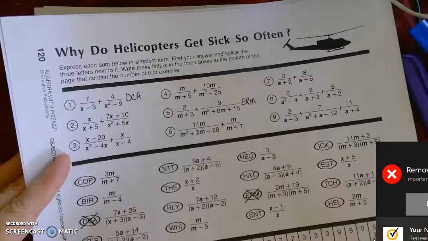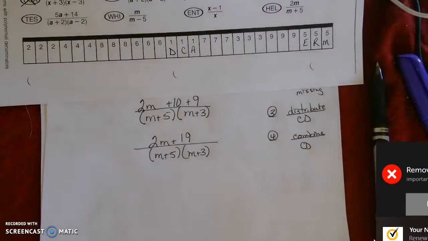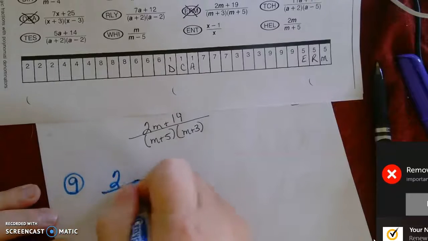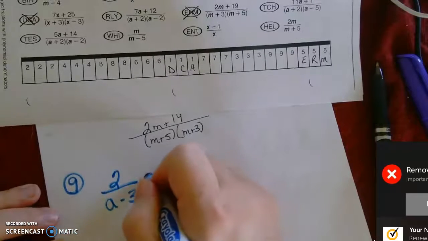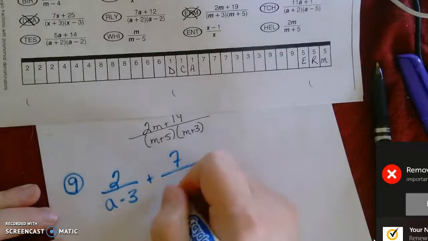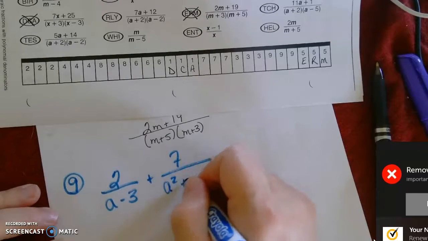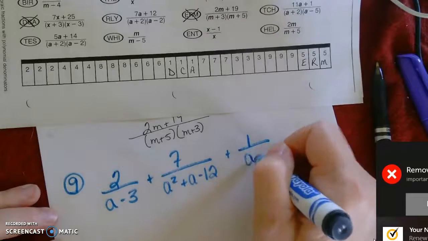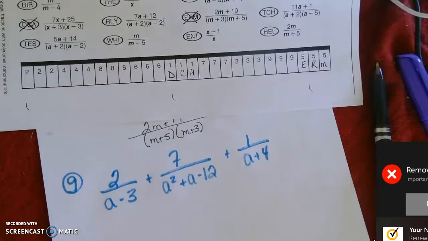Alrighty. So what if we do number 9 next? Number 9 looks like a big one. We have 2 divided by a minus 3 plus 7 divided by a squared plus a minus 12 plus 1 over a plus 4. Okay, I want to stop here, and I want you to try to do it on your own, and then we'll come back and make sure you got the right answer.